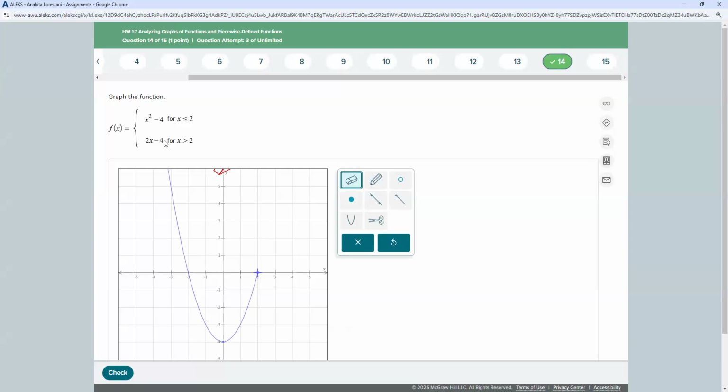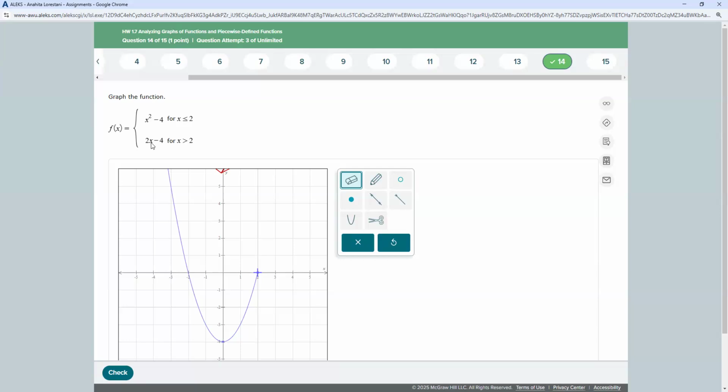I know it's going to ask me for one more point. So my other point would be one more point. I pick an x bigger than 2, such as I pick 3. I put 3 here. 2 times 3 is 6. 6 take away 4 is 2.